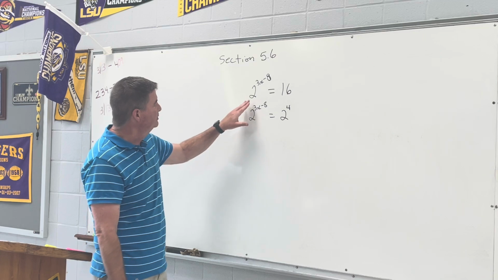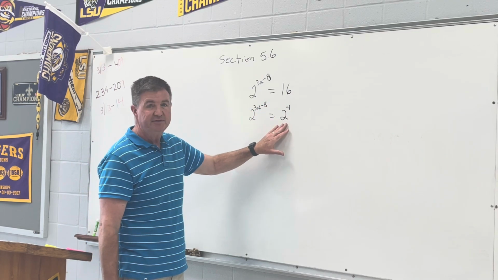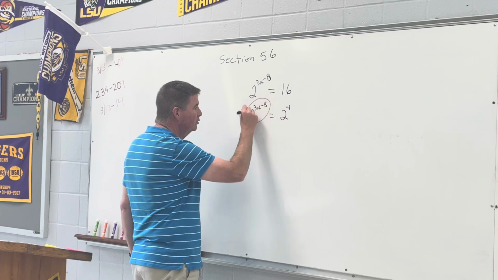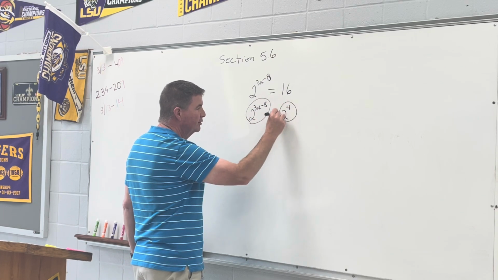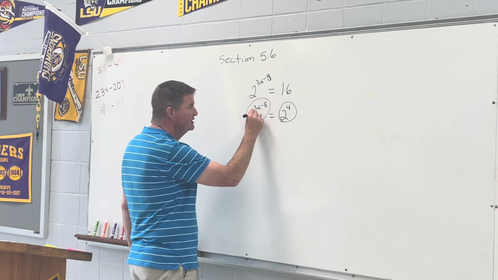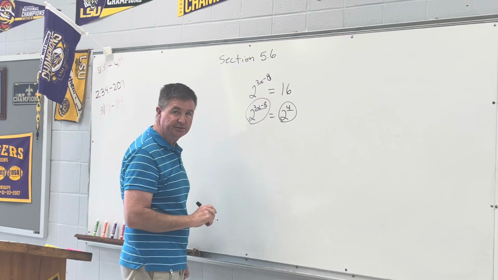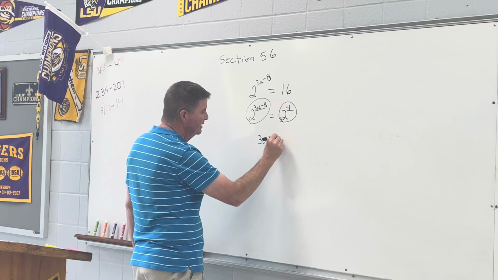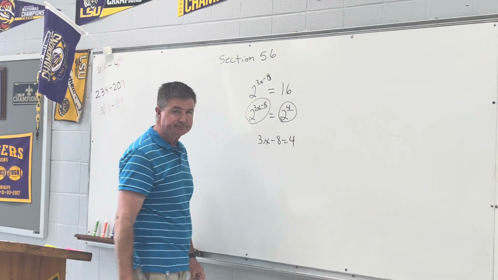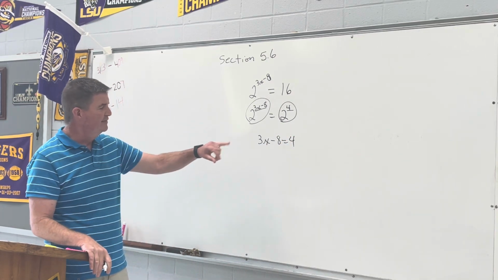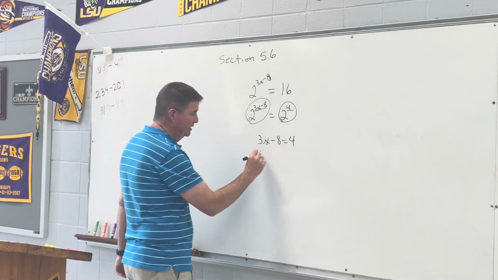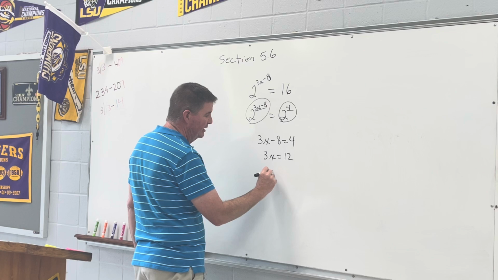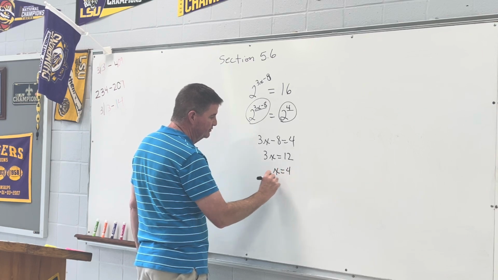If we can accomplish writing both bases using the same number, and the total quantity is equal to the total quantity, then we can say that the exponent is equal to the exponent. So we'll take the exponent out and do 3x minus 8 equals 4. We can then solve for x, bringing the 8 to the other side, 3x equals 12, and dividing by 3, we'll get x equals 4.